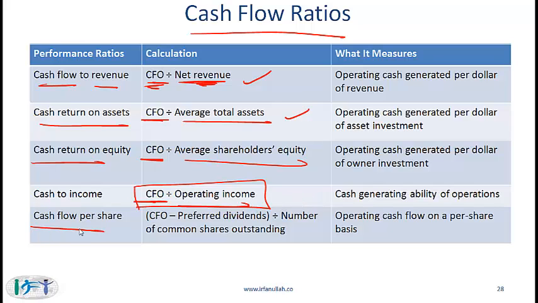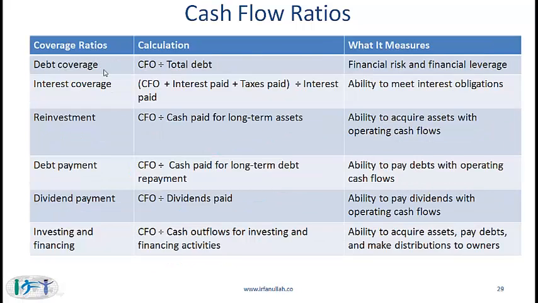If this ratio is going down, that would imply that a company might be showing higher operating income than it should be. Cash flow per share is the cash flow from operations minus the preferred dividends divided by the number of shares outstanding. This is roughly analogous to EPS, where instead of using earnings, we are using cash flow from operations. More ratios. Debt coverage.